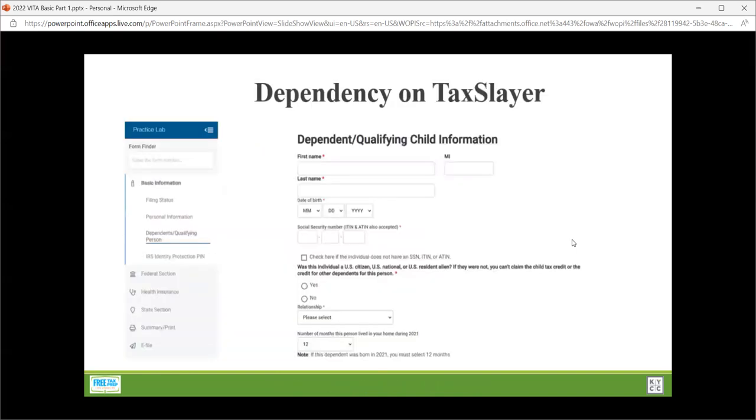Next, here we have a screenshot of how it looks on the TaxSlayer software. So we're going to be typing the first name, last name, date of birth, social security, relationship, the number of months this person lived with the taxpayer. All these things we're going to be typing in TaxSlayer. And this is how it's going to look.